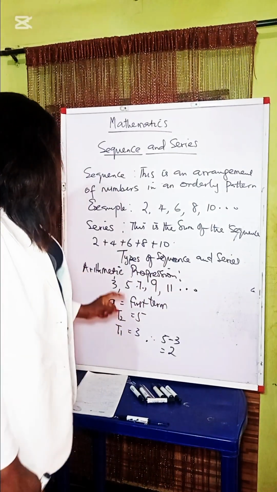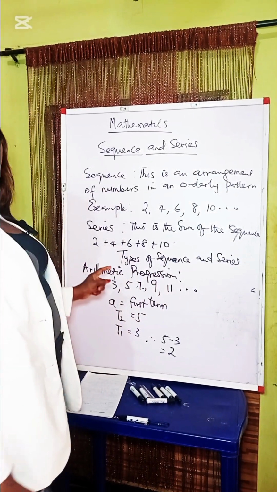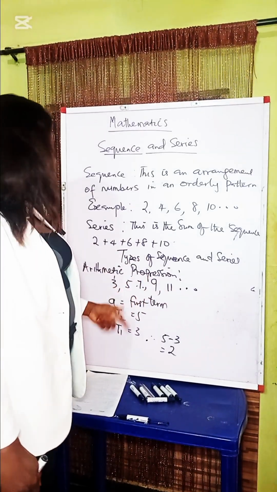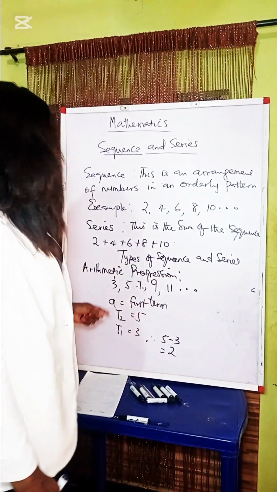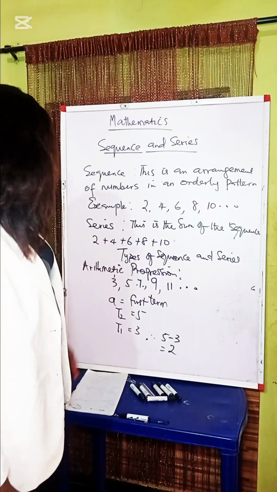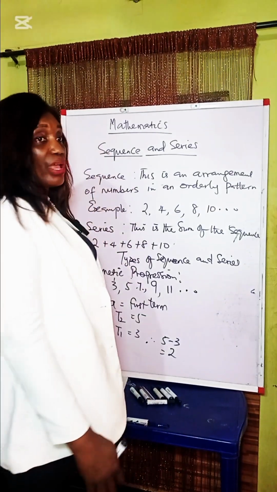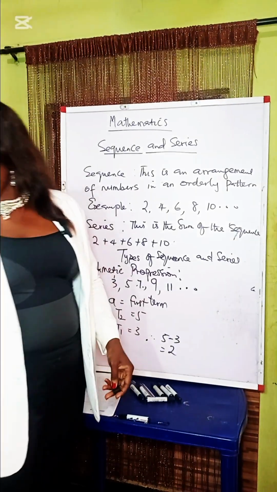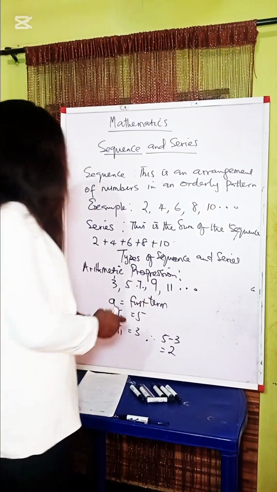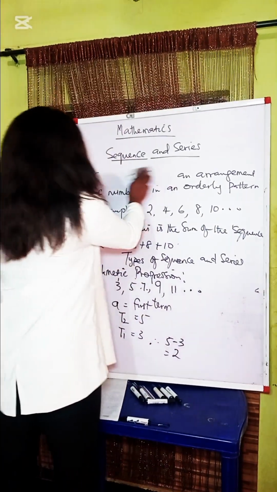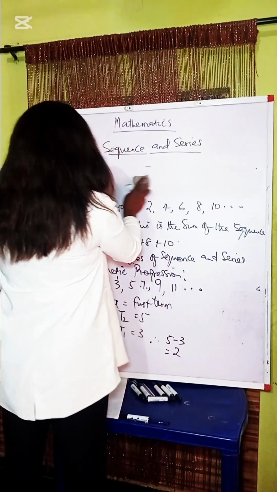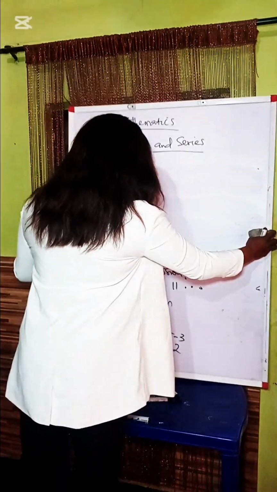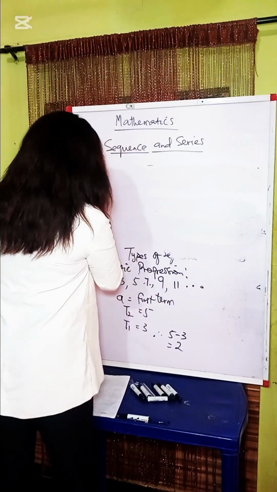Then there's something we call, if we want to find the terms of an arithmetic progression, the nth term of arithmetic progression. Let me clear this so that we can have enough space to continue. Nth term of arithmetic progression.